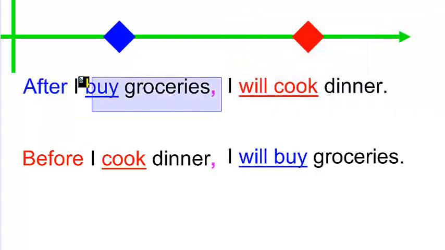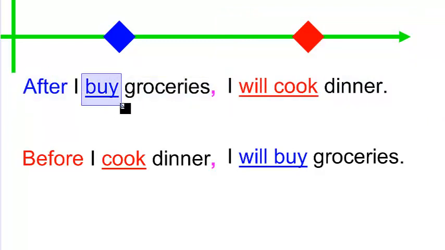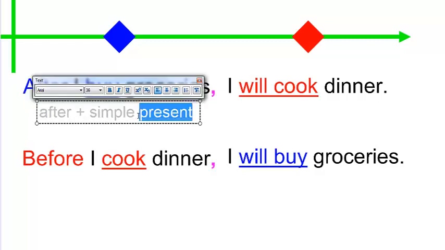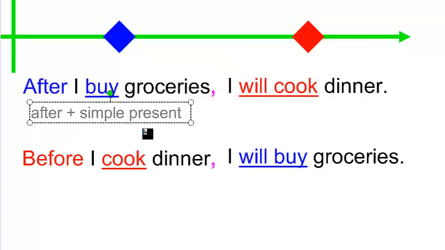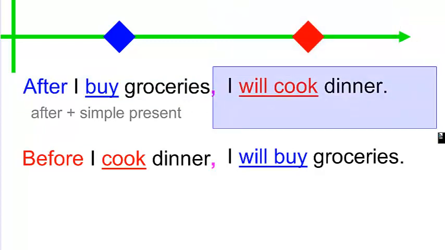The event with after changes. After I buy groceries, not after I will buy. So remember, when you have after, you have to use the simple forms. In this case, simple present. Okay, after works with the simple present. Okay, after, simple present. After I buy groceries, I will cook dinner. Look, the second event is the same, it's just will.